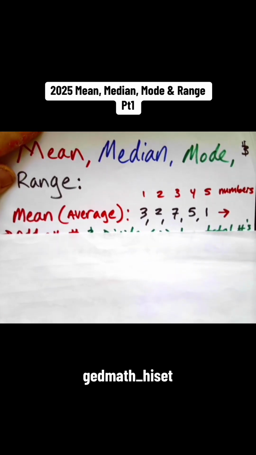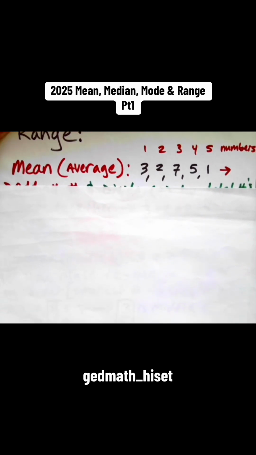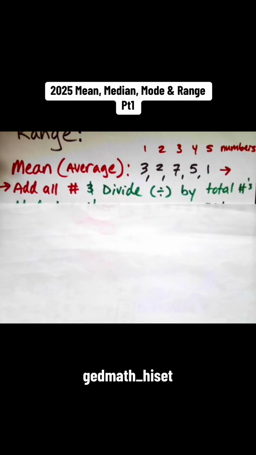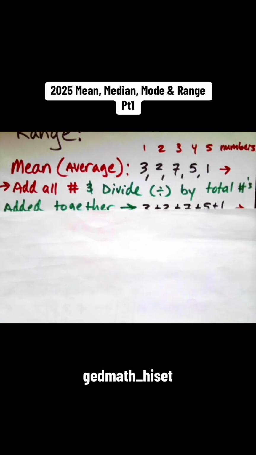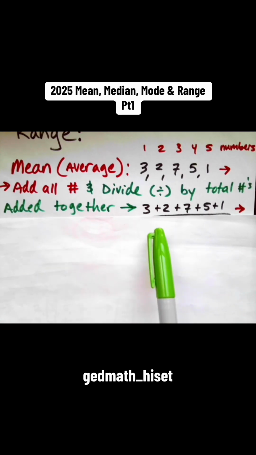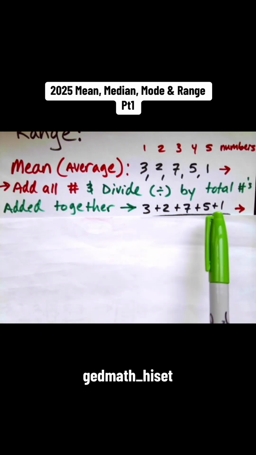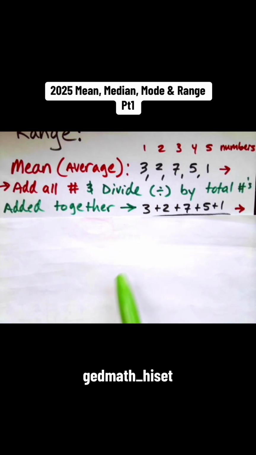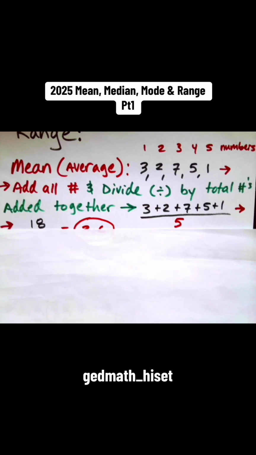So let's go ahead and take a look here. Again, we're trying to find the mean, the average. The goal is to add up all the numbers and then divide by the total numbers added together. So here, for example, I'm showing you 3, 2, 7, 5, and 1, the data set I used for this example. I'm going to add these up and then divide by 1, 2, 3, 4, 5 because there are 5 numbers. And that's how you find the mean or the average for just about any data set.